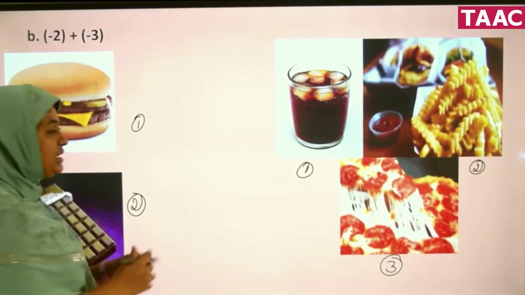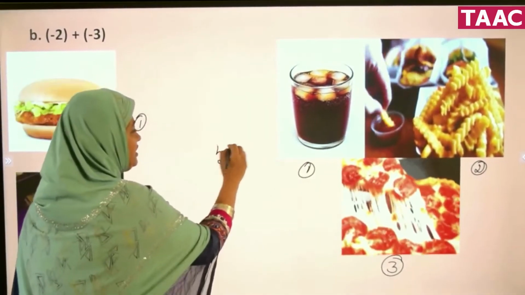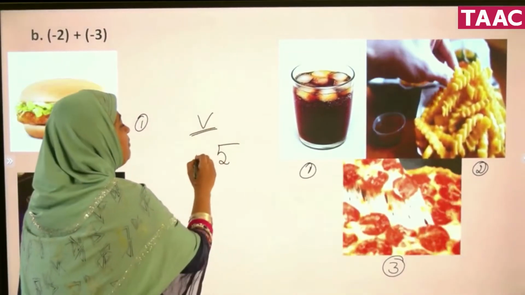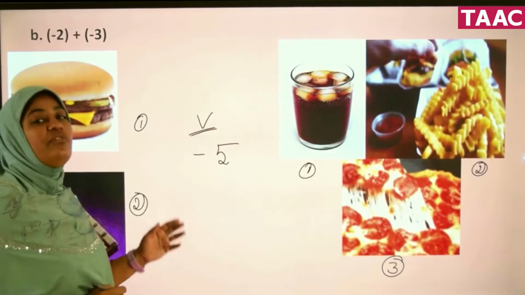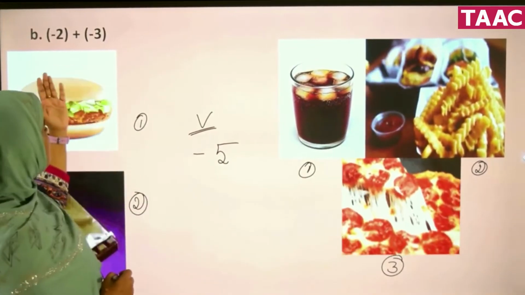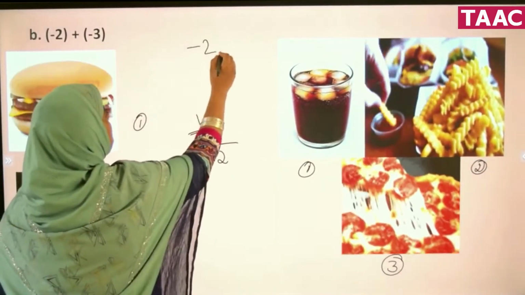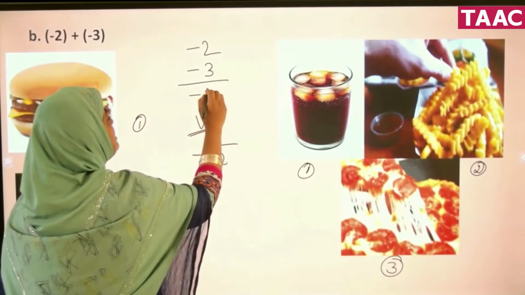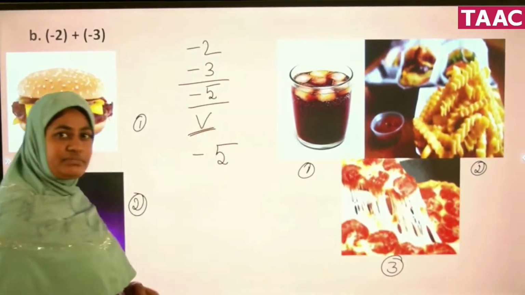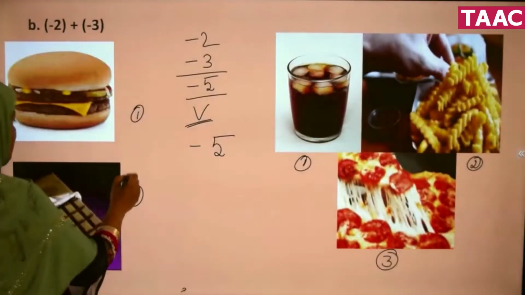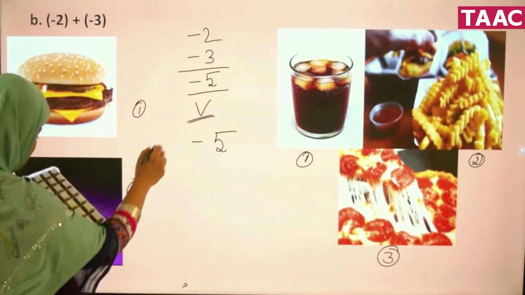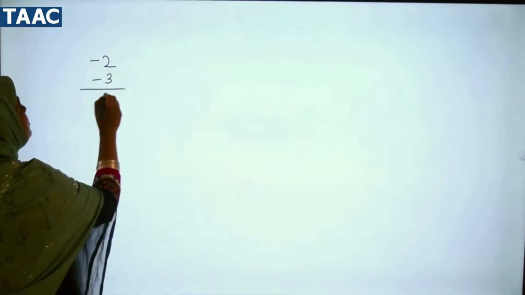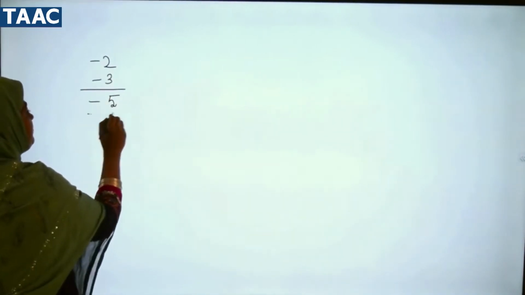So, totally how many villains are there? There are 5 villains. So, villains means what sign we have to use? Minus. So, what we got? We got minus 5. What is our question? Minus 2 plus minus 3. What is our answer? Our answer is minus 5. We got minus 2 minus 3 is minus 5.